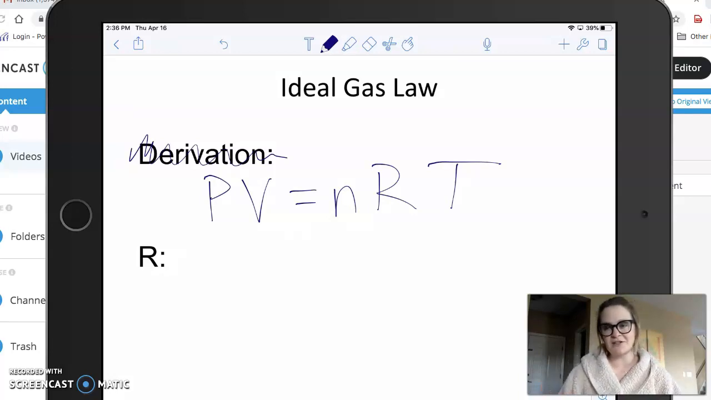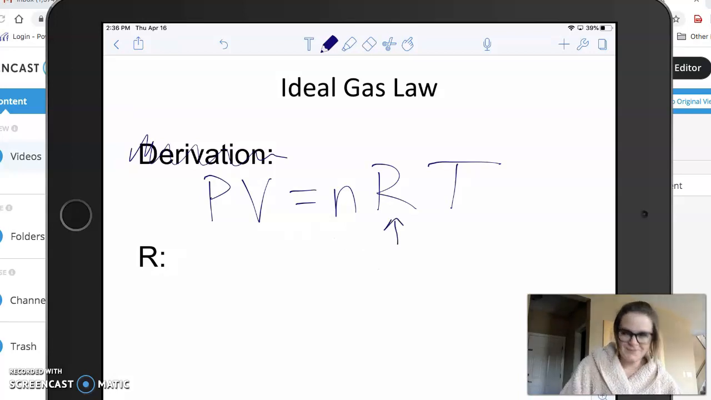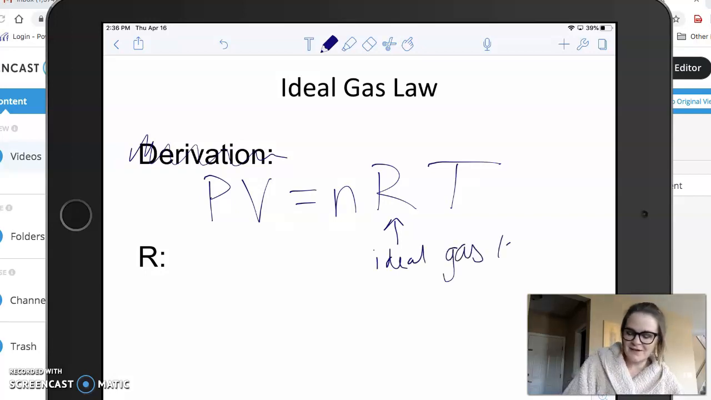P stands for pressure, V is volume, T is temperature, and N, we kind of saw this in the last video. I don't know why they picked this, but N is for moles. We can do stoichiometry with this, so get excited. And then we've got one new variable, the letter R. Again, don't know why they picked the letter. R has a name. It's called the ideal gas law constant.